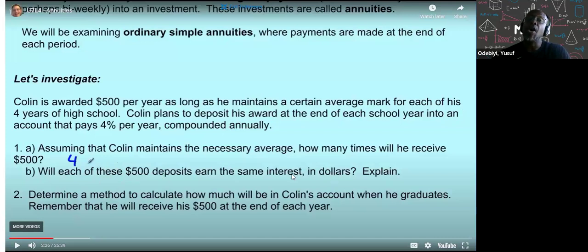The answer is no. They won't receive the same, because the first $500 would be in longer than the last $500. If he receives $500 after the first year, that means it's going to have interest on it longer than the last $500 he gets after year 4. So the answer is that it's not going to be all the same.